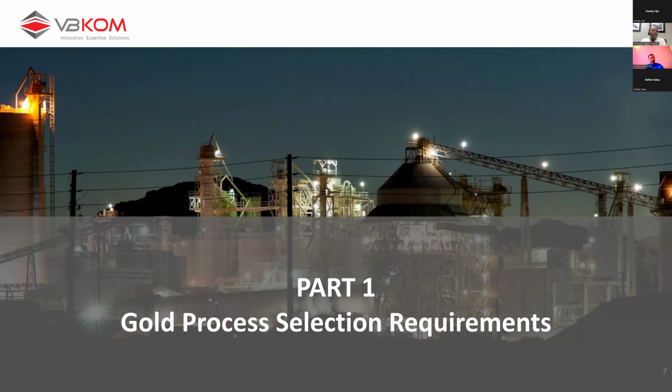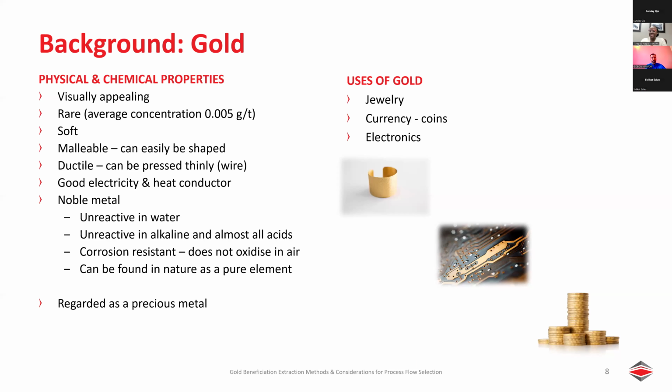But I'm going to start off first with a bit of background on the gold metal itself, going through its properties and characteristics as to why we like it so much. The first reason is that it is visually attractive. It is appealing. It is nice to look at. It is shiny. So for that reason, we really like it.